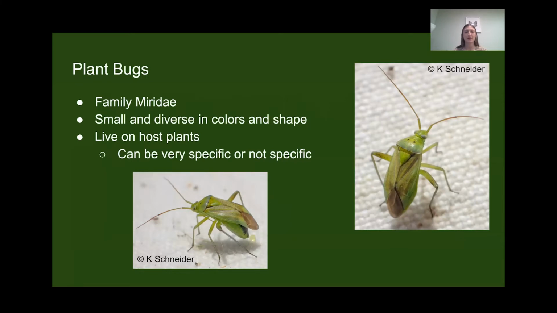So, plant bugs are not just any bug you find on a plant. It is specifically the family Miridae. They are small insects that are highly diverse in color and in shape. They live on host plants, and this can be very specific, where one species of insect only lives on one species of plant, or it can be not specific at all, where one species of insect lives on many different species of plants.